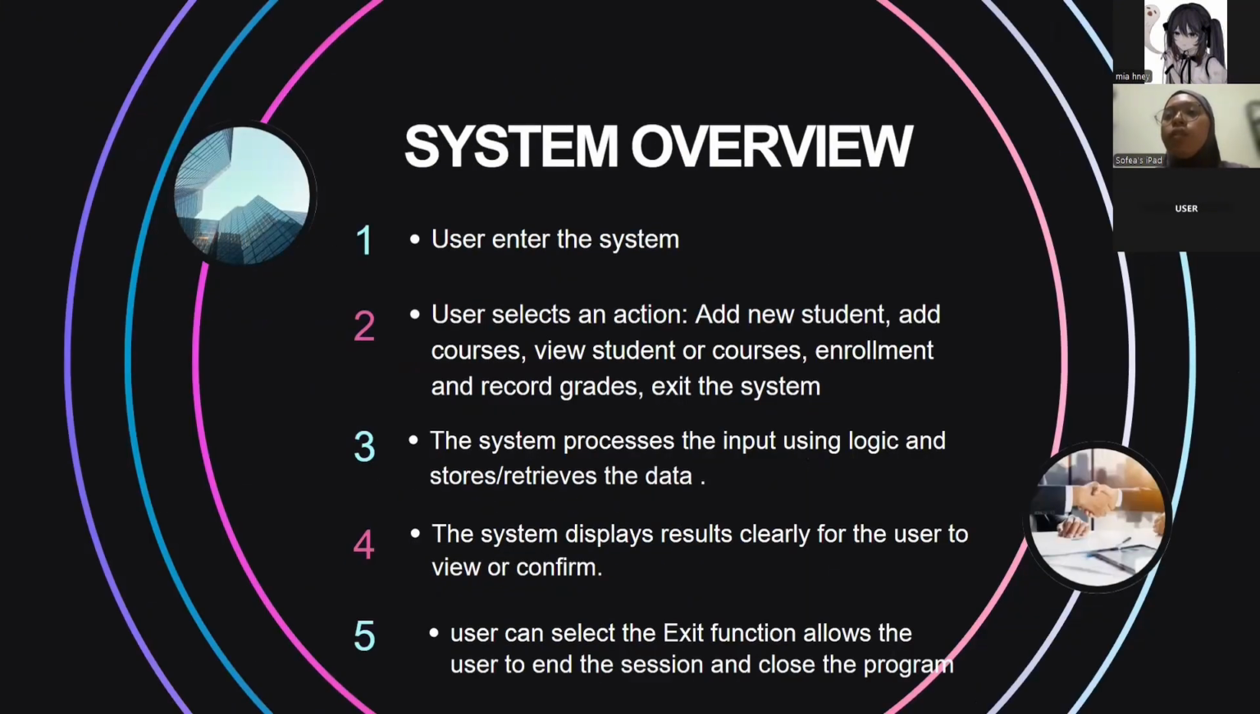System overview. Firstly, user input to the system. Second, user selection, which is add new student, add courses, view students or courses, enrollment and record grades, or exit the system. Third, the system processes the input using logic and stores or retrieves the data. Fourth, the system displays results clearly for the user to view or confirm. Fifth, the user can select the exit function, which allows the user to end the session and close the program.